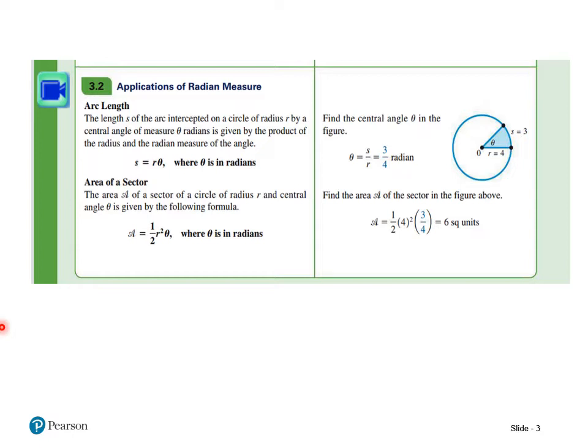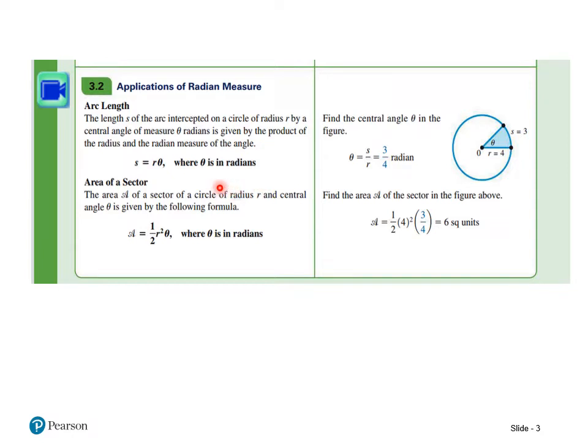So the first thing is the measurement of the arc length, S, is equal to the radius times theta. This is a formula you need to know. You cannot take notes into the test, so this is something you need to know.